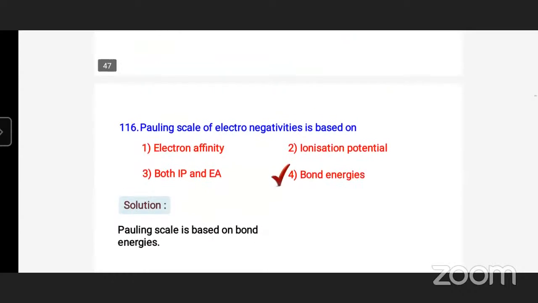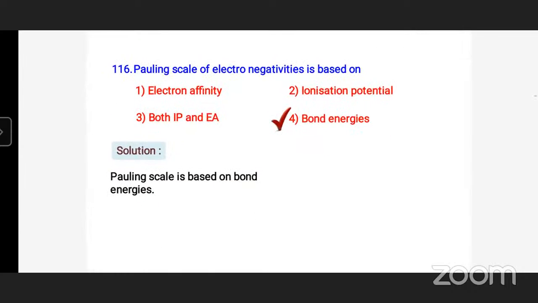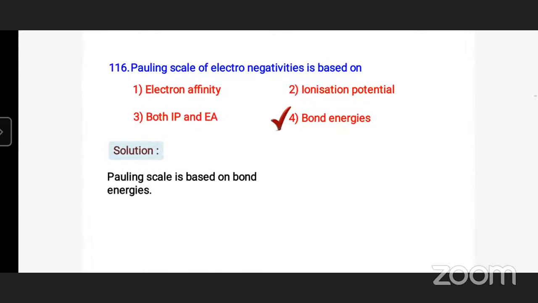Next: the Pauling scale of electronegativity is based on... Here there are two electronegativity scales. Number one, the Pauling scale and the Mulliken scale. What are the Pauling scale and the Mulliken scale?